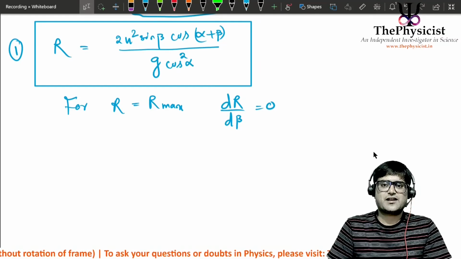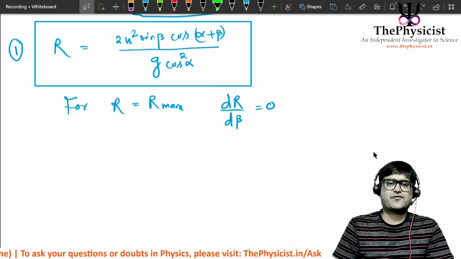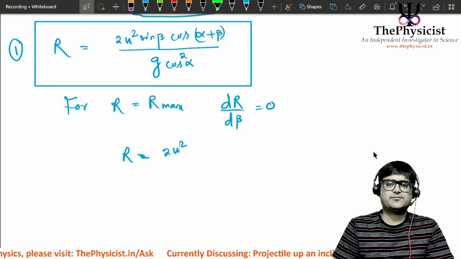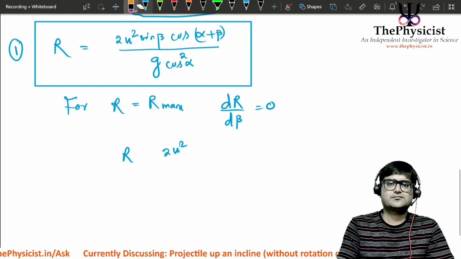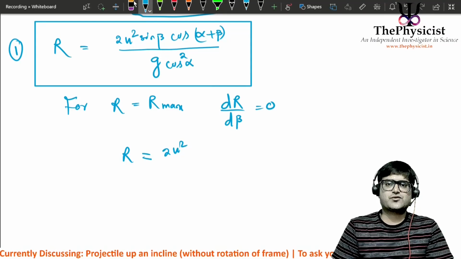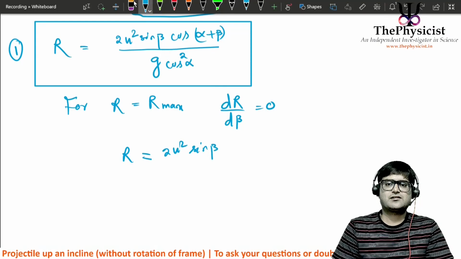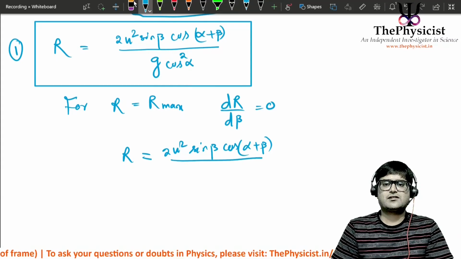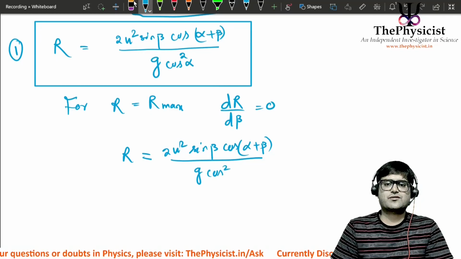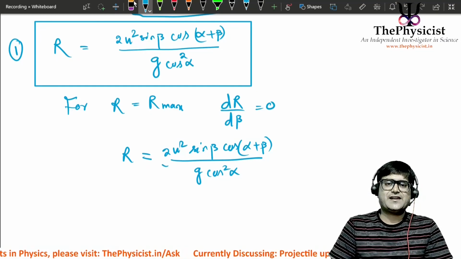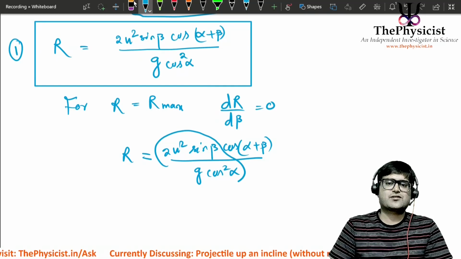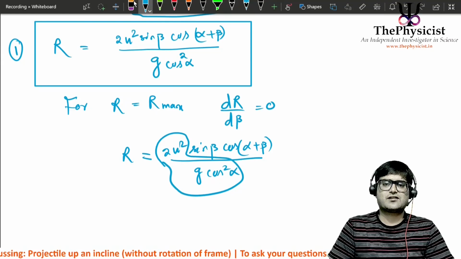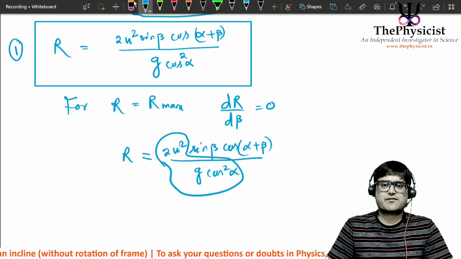for the maxima. So for the range, which is 2u squared sine beta cos of alpha plus beta, divided by g cos square alpha, the rest, this entire thing, is constant. What is variable? Sine beta cos alpha plus beta.